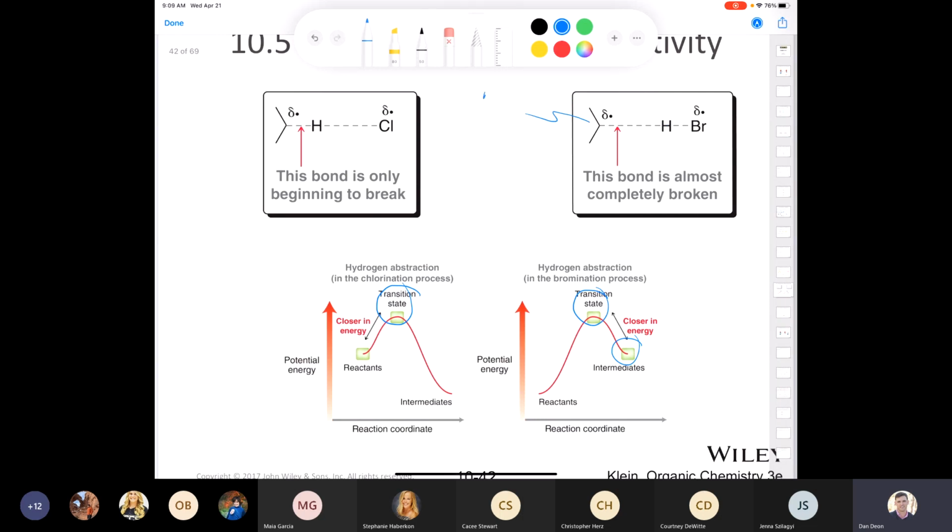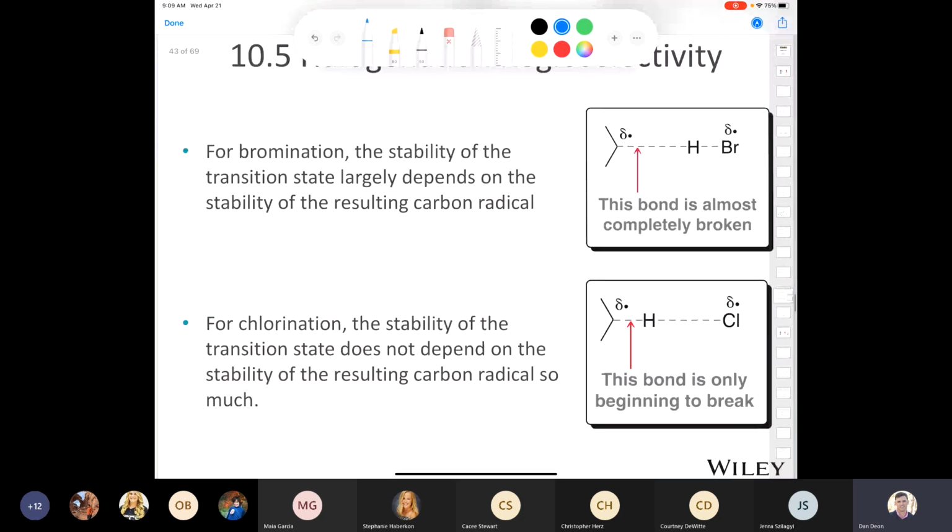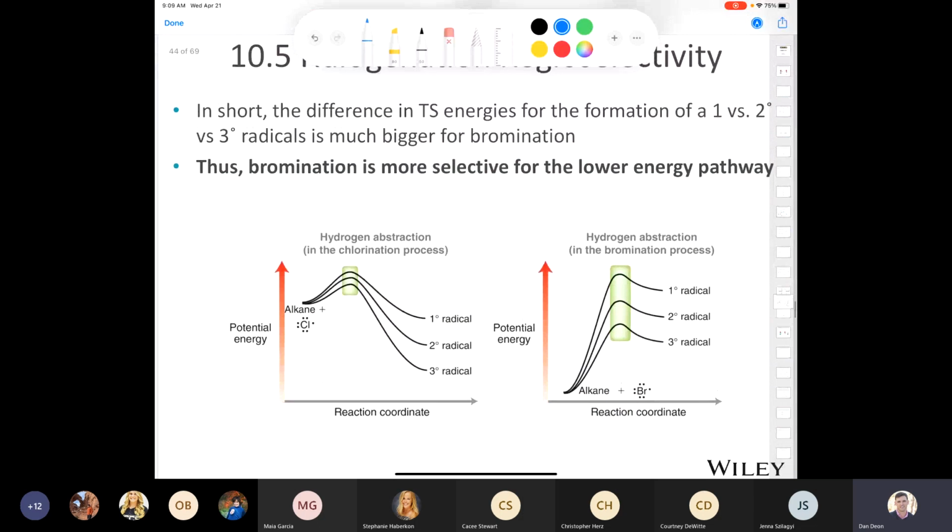We could just pencil this in here. More radical character. And what do we know? We know that a tertiary radical is more stable than a secondary, which is more stable than a primary. So if we compare the difference in energies of the transition states, you see that since the transition state is much closer in energy to the starting material for chlorination, the first step in chlorination, that means that you're going to have a little bit of selectivity for the tertiary over a secondary over a primary, but not nearly as much as when we do bromination.